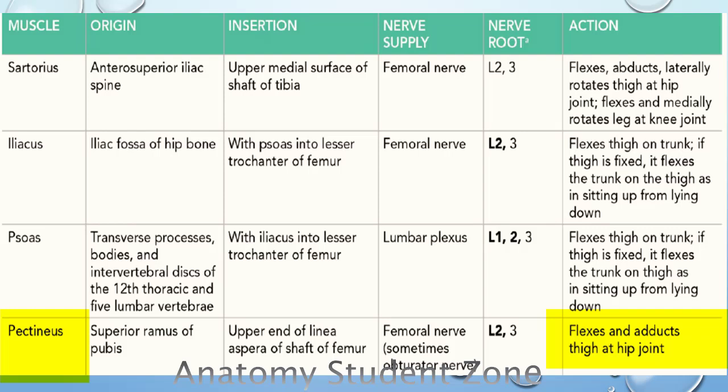So pectineus acts at the hip joint. At the hip joint, it also has a dual action besides the flexion. It adducts the thigh at the hip joint. It also does medial rotation of the thigh at the hip joint.